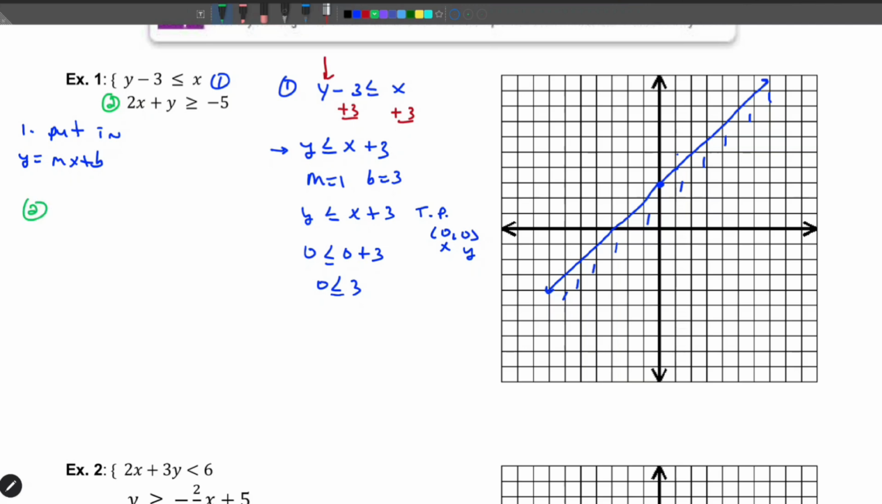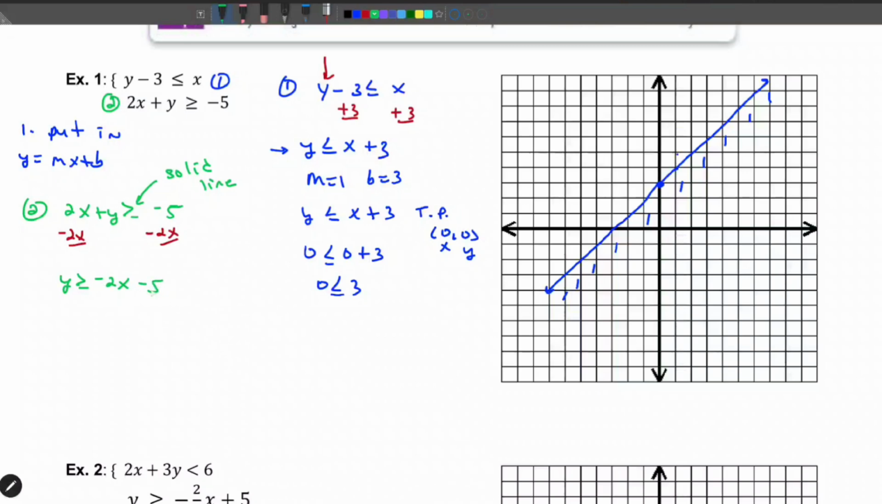I'm just going to copy it here again. We have 2x plus y is greater than or equal to negative 5. So greater than or equal to, that's also going to be a solid line when we graph. So I need to get y by itself. I'm going to subtract 2x from both sides. That gives us y is greater than or equal to, I'm going to put 2x first, negative 2x minus 5.